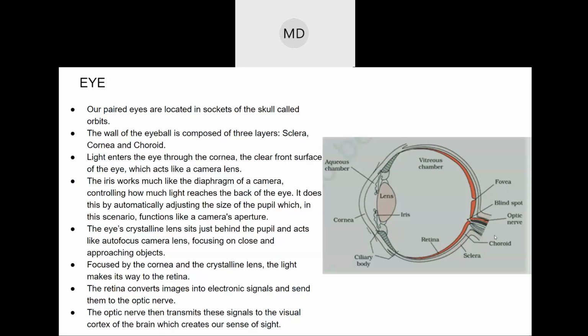This choroid and sclera, the wall of the eyeball is composed of 3 layers. Okay, the wall of the eyeball, this is the eyeball, it is composed of 3 layers. One is sclera, this one sclera. Then comes cornea, this one is the cornea. Then there is choroid, this one choroid. So the wall of the eyeball is composed of 3 layers. These are the 3 layers, 1, 2, and this one is the third one. So yes, if you have understood, it's well and good. If you have not understood, just ask.